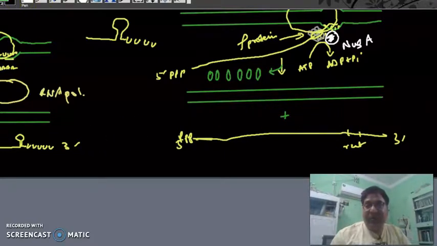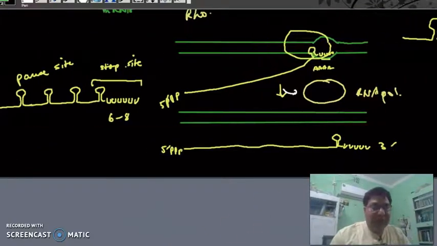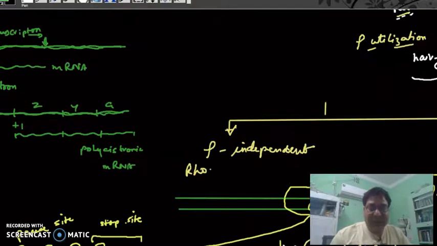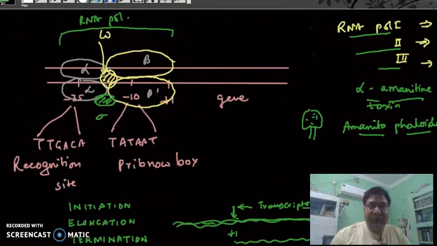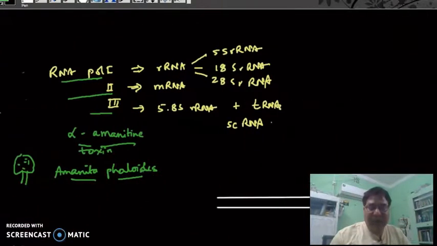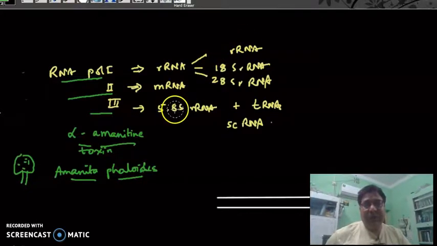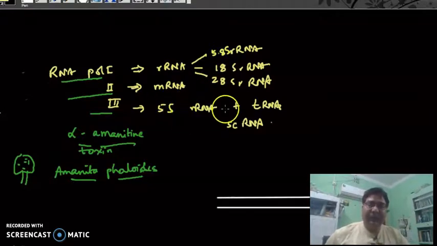Let me rectify a small error that occurred a little while ago while discussing the types of eukaryotic RNA polymerase. Let me see whether this one is right or not. Okay, that's what I was thinking. This will be 5.8S rRNA, and this will be 5S rRNA. This is quite a common error. You might make this error.